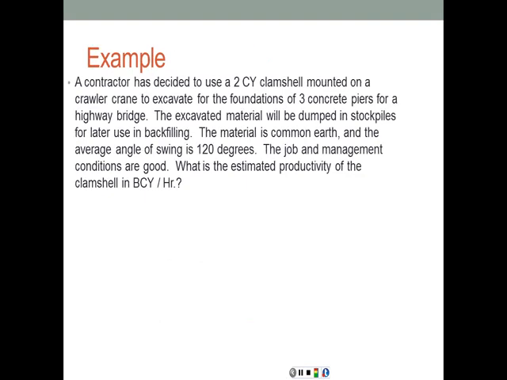So let's look at an example one more time. A contractor has decided to use a 2 cubic yard clamshell mounted on a crawler crane to excavate for the foundations of 3 concrete piers for a highway bridge. The excavated material will be dumped in stockpiles for later use in backfilling. The material is common earth, and the average angle of swing is 120 degrees. Job and management conditions are good. What's the estimated productivity of the clamshell in bank cubic yards per hour?